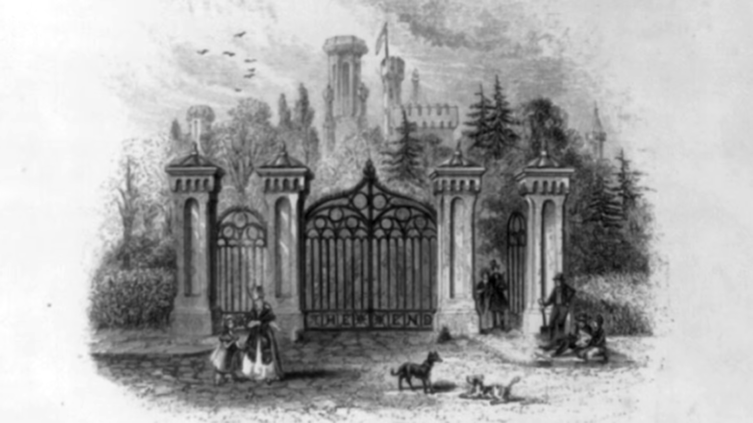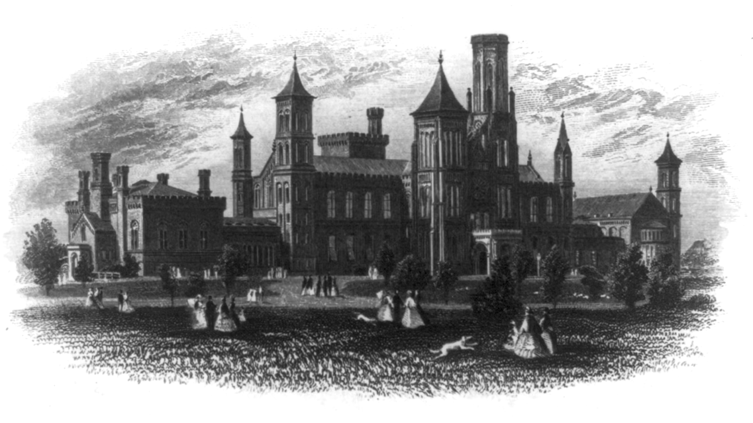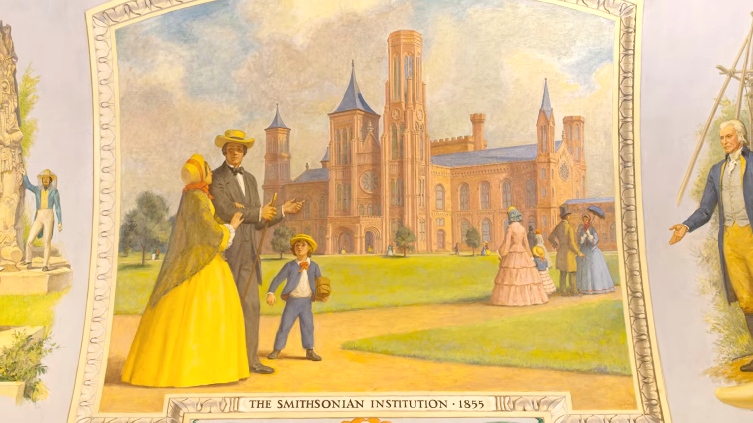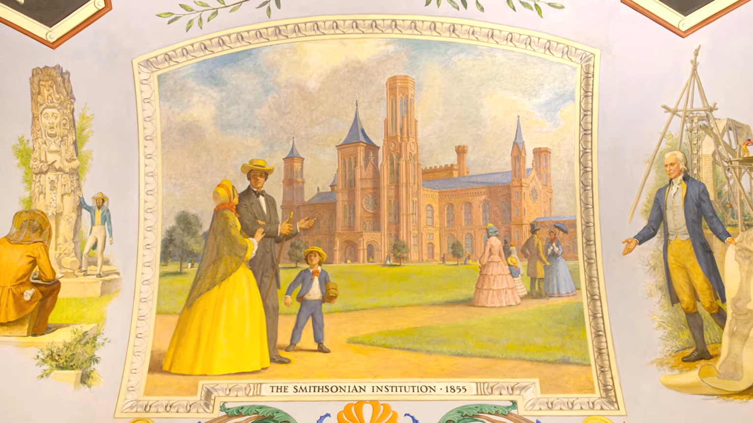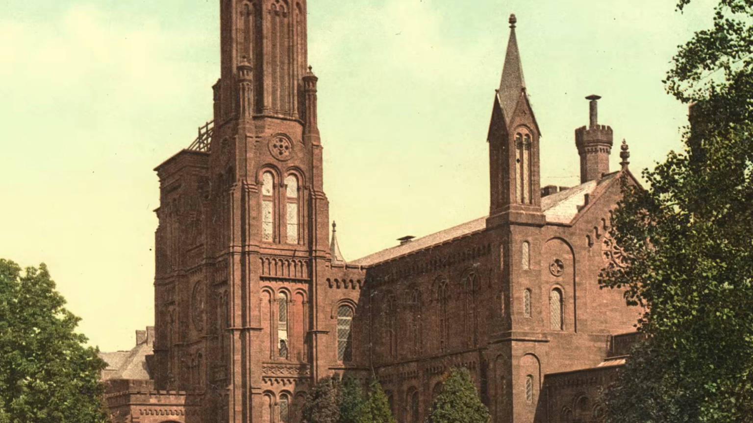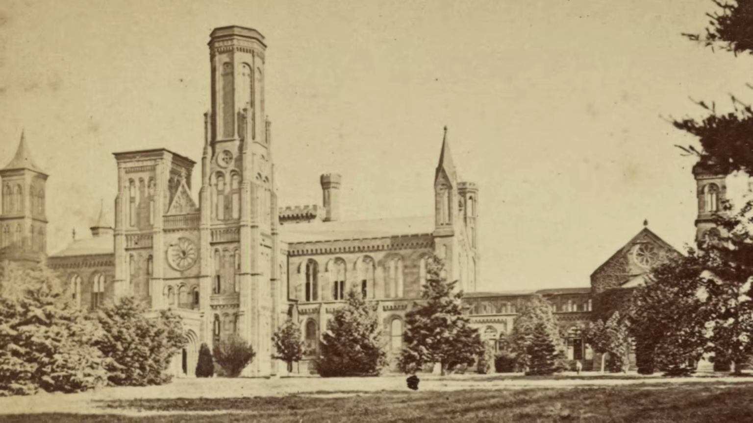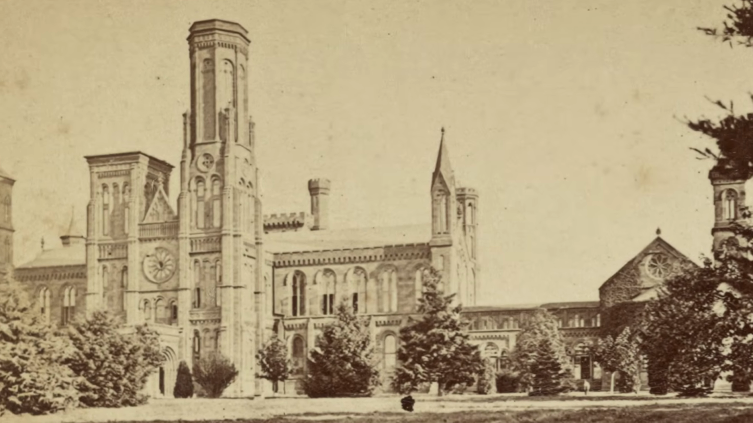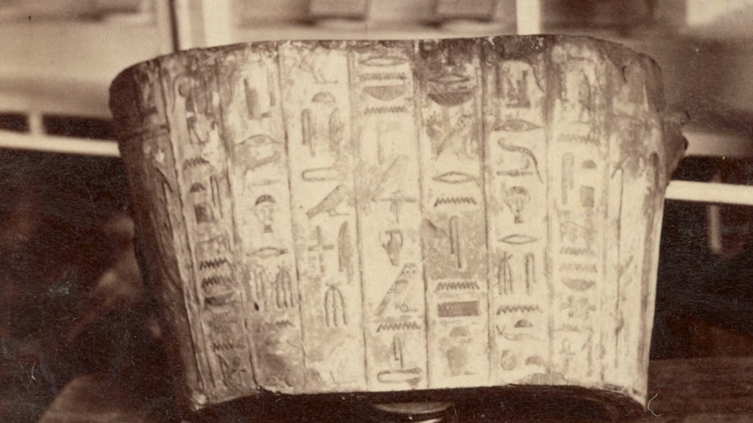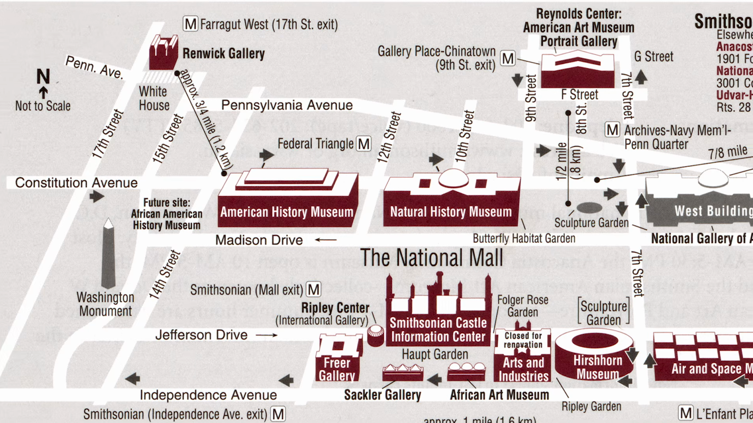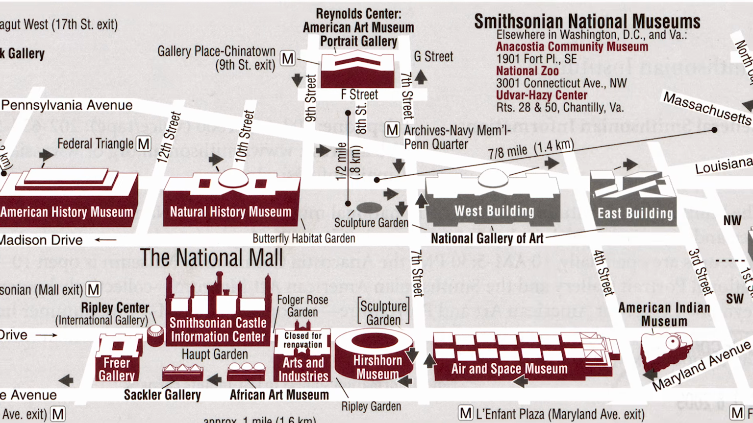In 1846, after a decade of debate, Congress established the Smithsonian Institution to be the caretaker of the country's collective history. Today, the Smithsonian Institution is the world's largest museum, education, and research complex, with 19 museums and the National Zoo.